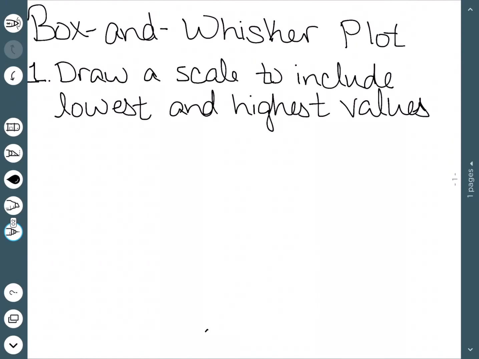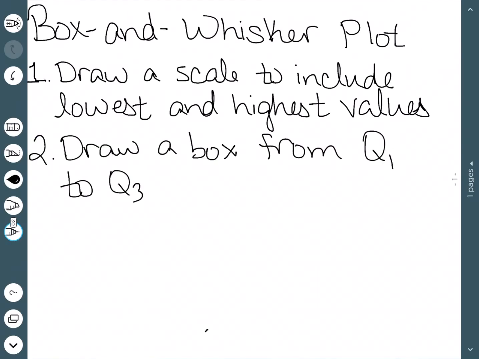This can be either vertical or horizontal, depending on if you want your box and whisker plot to be vertical or horizontal. So essentially, we just need to draw a number line and make sure we include our lowest and highest values. We'll then draw a box that goes from Q1 to Q3. If we do a vertical box and whisker plot, the box needs to be to the right of the scale. If we do a horizontal, it needs to be above the scale.